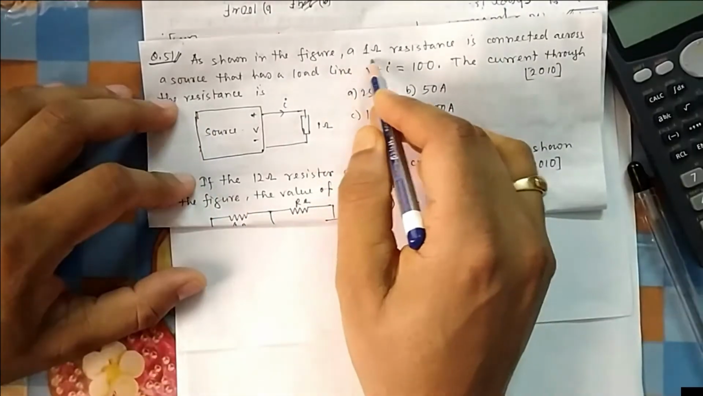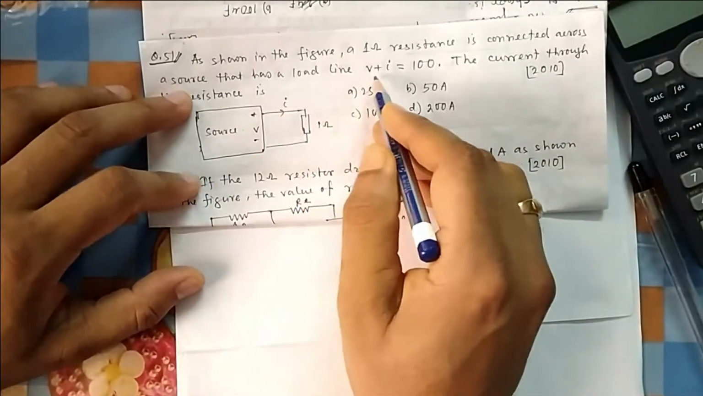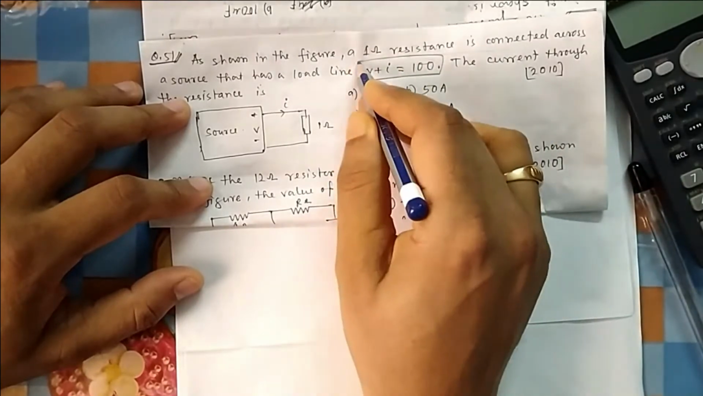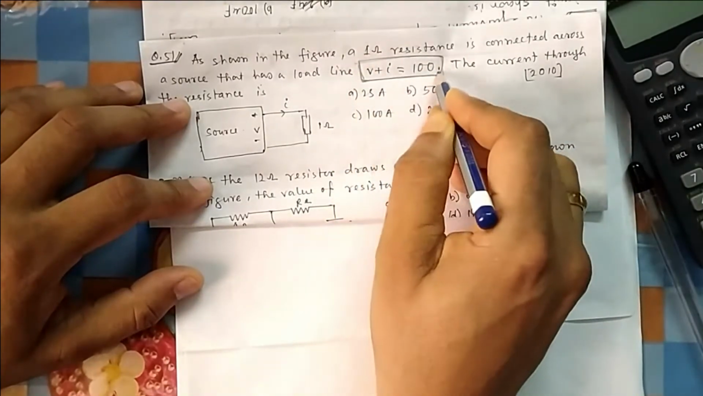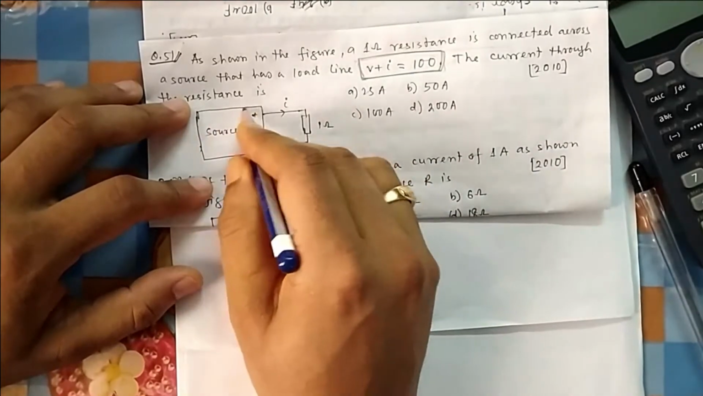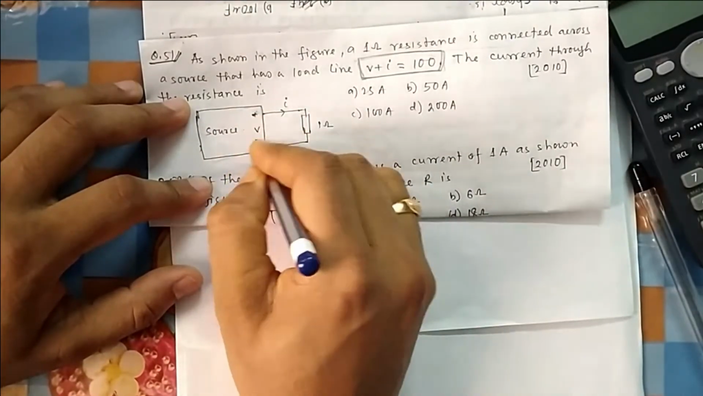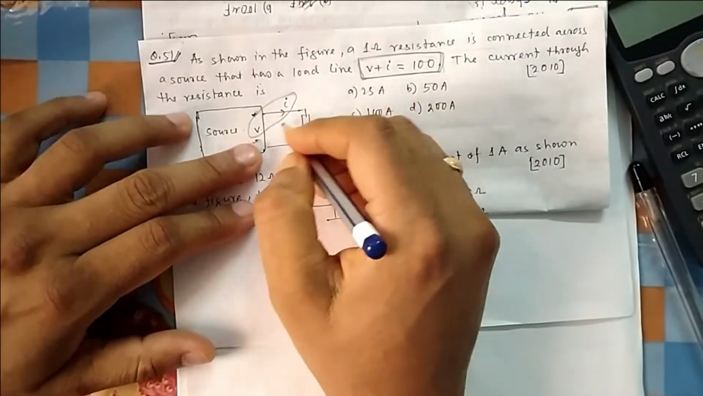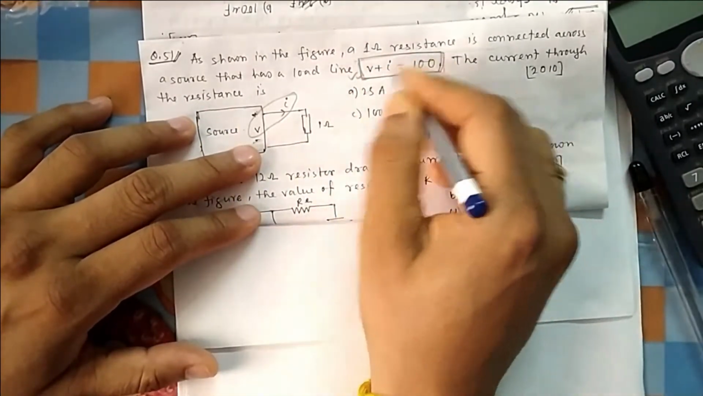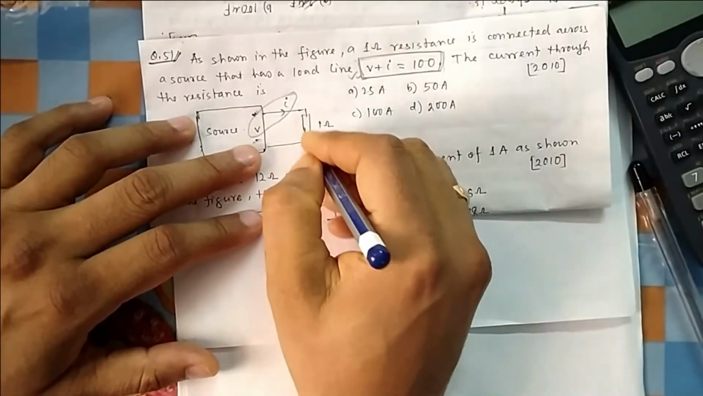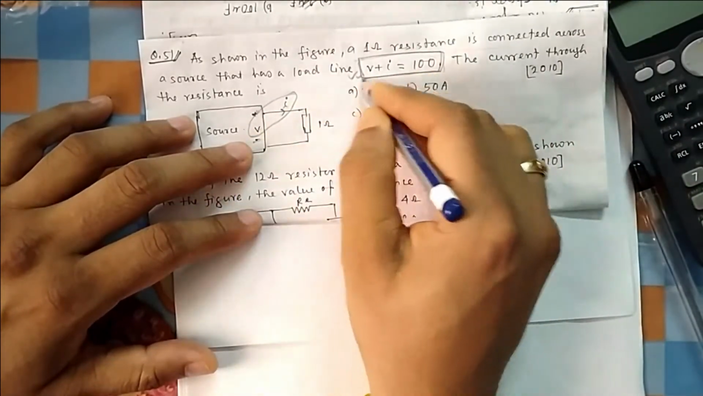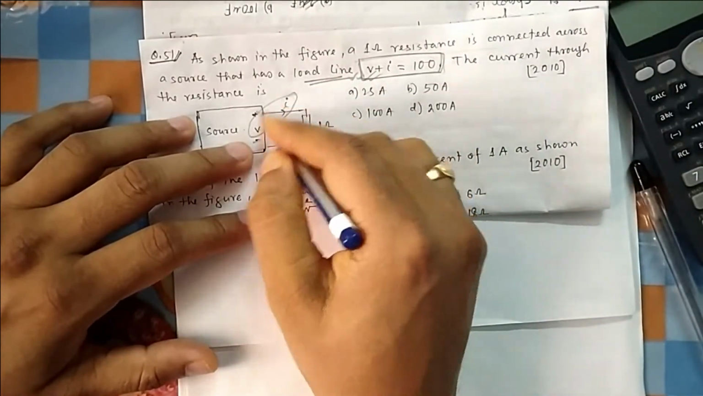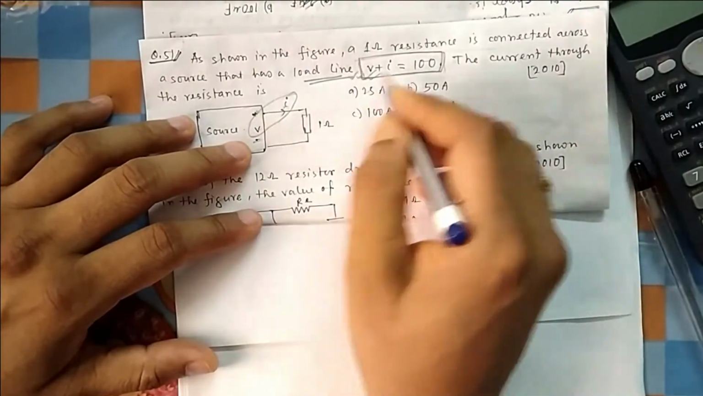As shown in the figure, a 1 ohm resistance is connected across the source, which has a load line like this. What is the meaning of this load line? It means there is a characteristic of the source which follows this relation. If I have a source, they have given the figure also, this is V, this is I, so there is a relation between V and I. The source will always follow this relation, whatever you connect here. That is the meaning of this load line. Whatever load you connect, this relation has to be followed.